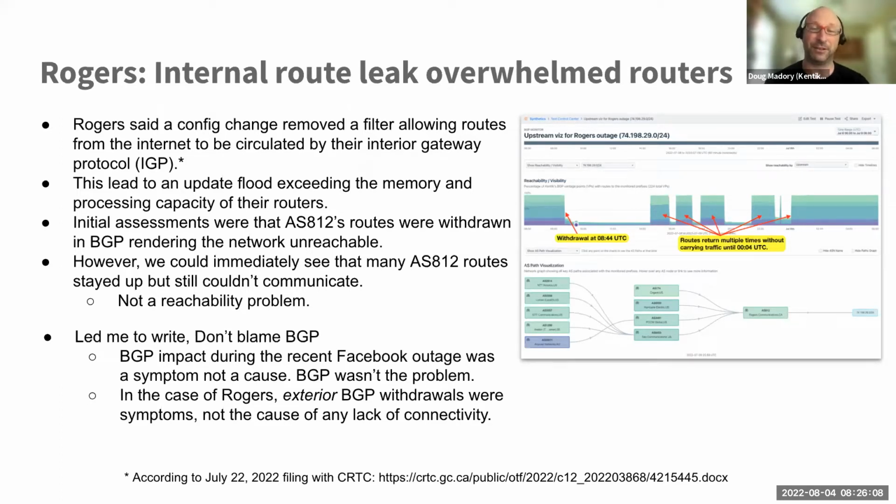There are issues that are being addressed, mostly security-wise. But if you tell it to withdraw a route, it'll do so. In this particular case of Rogers, observing the withdrawals of BGP was a symptom, but as I mentioned earlier, it wasn't the cause of the lack of connectivity. AS812 never left the global routing table, contrary to some reports. It just wasn't communicating anymore, again, due to this interior gateway protocol flood.